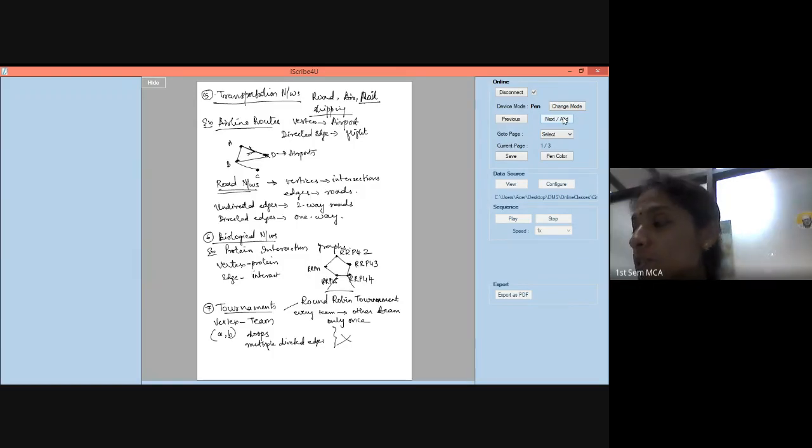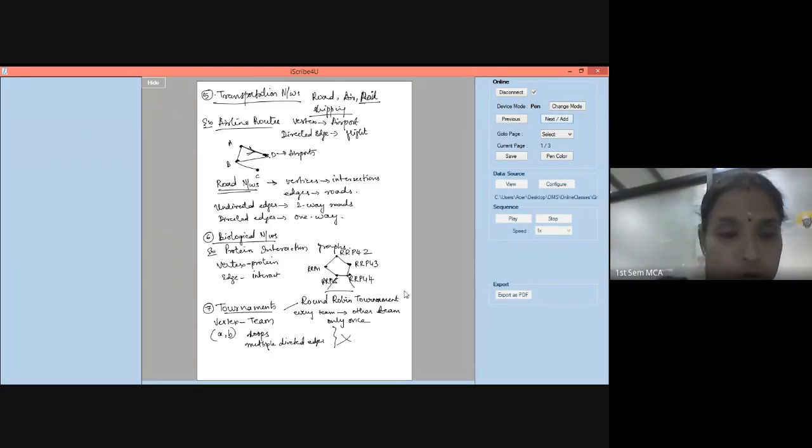So what are the models that we learned? We saw social networks, communication networks, information networks, software design applications, transportation networks, biological networks, and tournaments. These are all the different networks that can be modeled using graphs. Next we will be taking up more. Any doubts so far? Let me check with you all once.